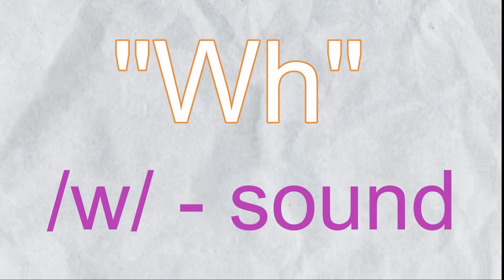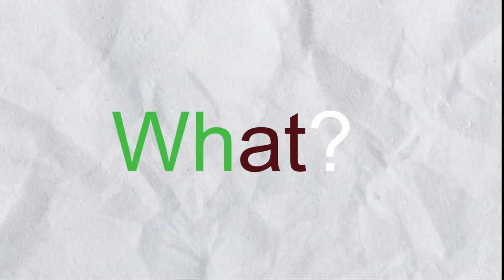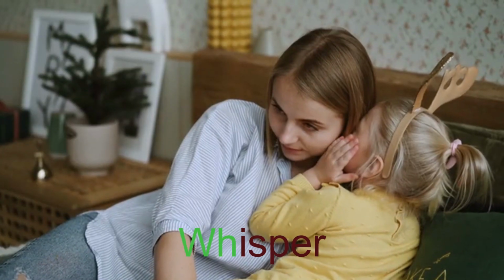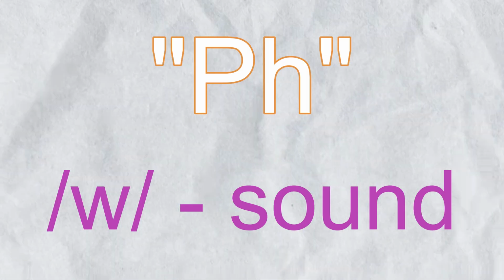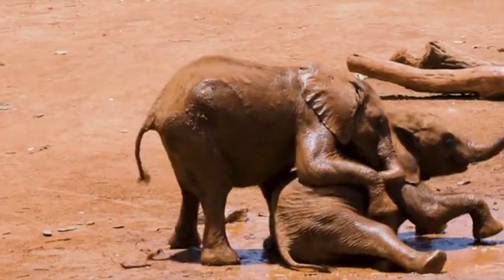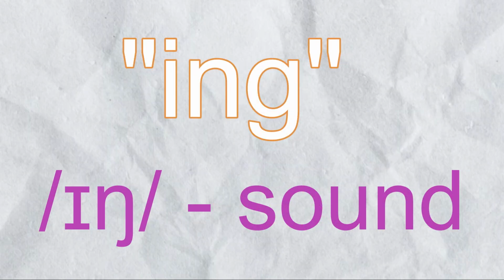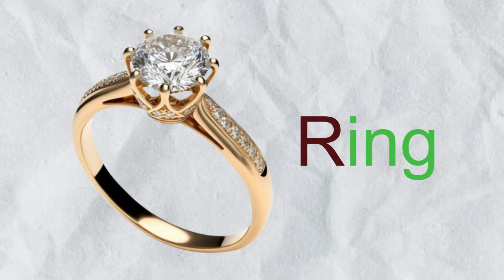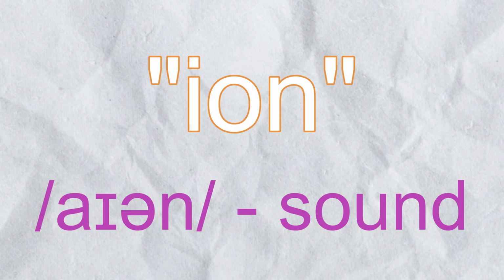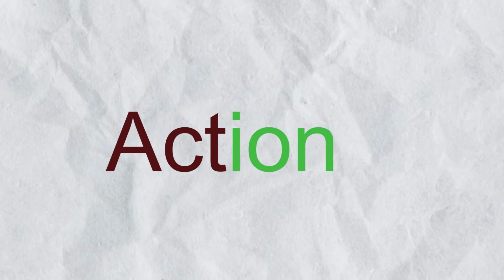Number four is the digraph wh sound, which is found in words like what or whisper. Number five is the digraph ph consonant sound, which is found in words like phone, photo, and elephant. Number six is a suffix, which is the ing sound, found in common words like win and king. Number seven as well is a suffix, and it is found in words like action and passion.